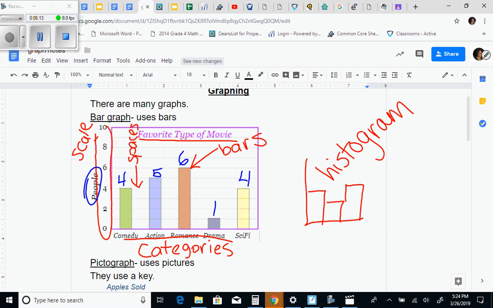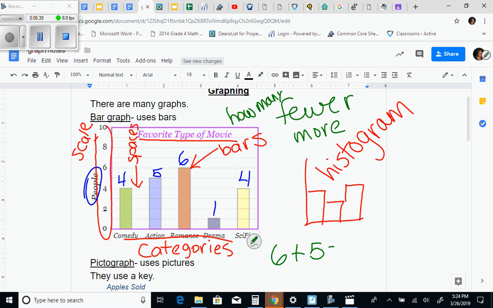And I'm doing all of that, again, with any words like fewer, how many fewer, how many more, then I'm looking to subtract. But if I said something like, how many people chose action and romance, then we would want to combine or put it together. Then we are adding how many people chose romance plus how many chose action. So 11 people chose action and romance.